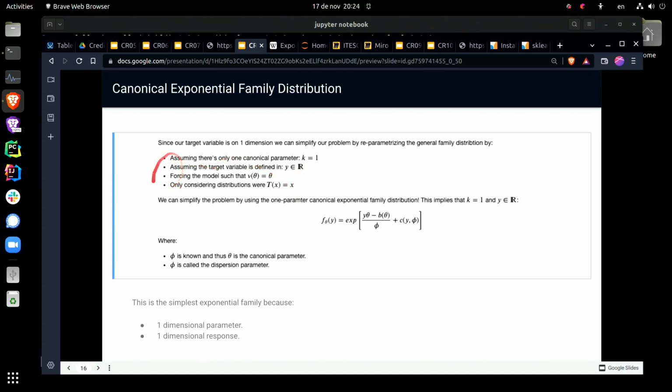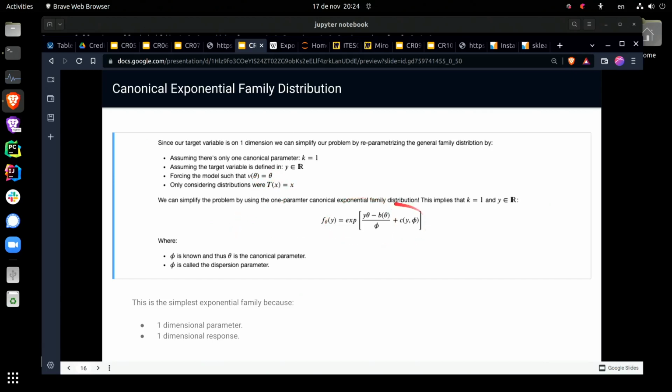So these are the four elements of the canonical exponential family distribution. These are the four constraints. We only have one canonical parameter. Our target variable is only defined on one dimension. And the two functions that operate on the parameter of the distribution and on our target variable are going to be the identity functions. So we are going to be working directly with the parameter and the target variable.